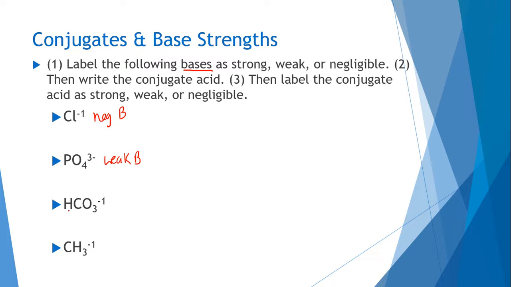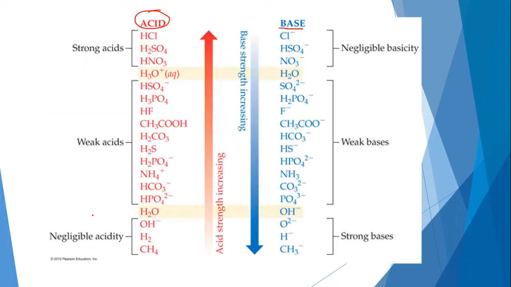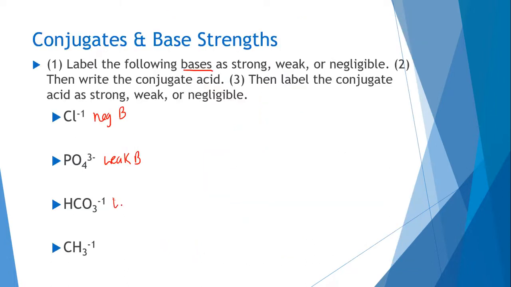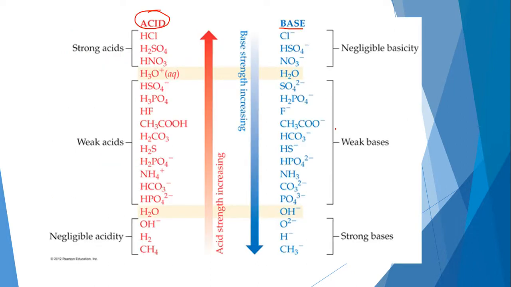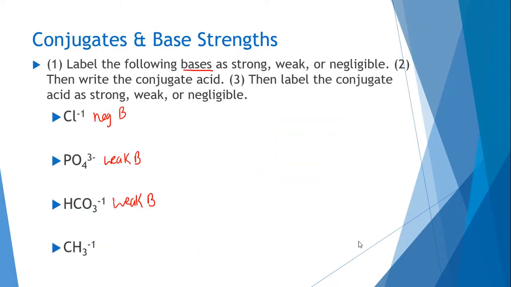Next, I'm going to look down here, HCO3 negative 1. HCO3 negative 1 gives me a weak base. And then if you look over here, CH3 negative 1, so I'm going to look back at my chart. If I find CH3 negative 1, CH3 negative 1 is in my strong base section. So this is a strong base.